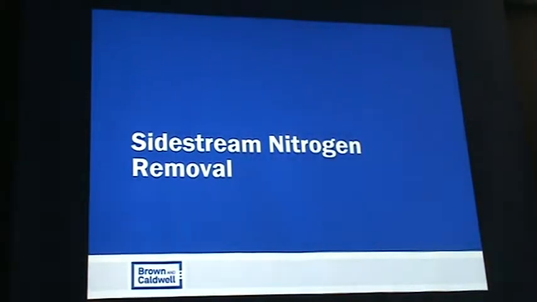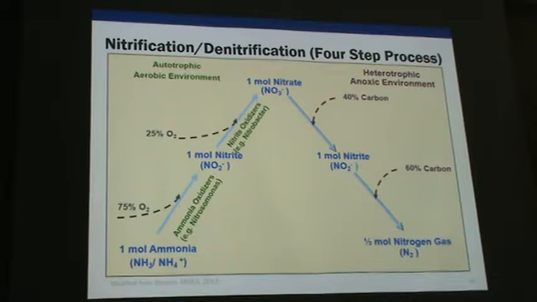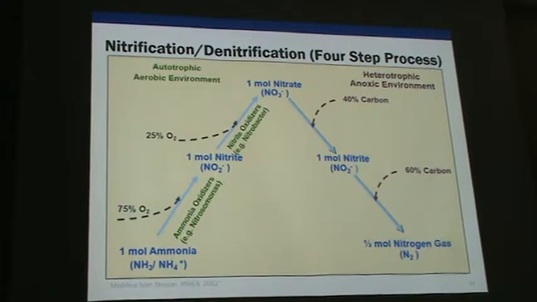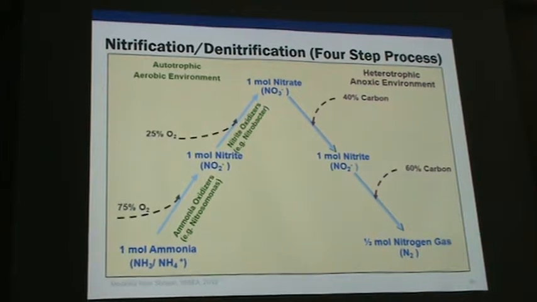So last topic then, side stream nitrogen removal. Remembering that about a quarter of your ammonia is in the side stream going back to the headworks. This won't take long. This shows the A-frame construction of your nitrification and denitrification reactions. You go from ammonia to nitrite to nitrate, and then back through nitrite to nitrogen gas.